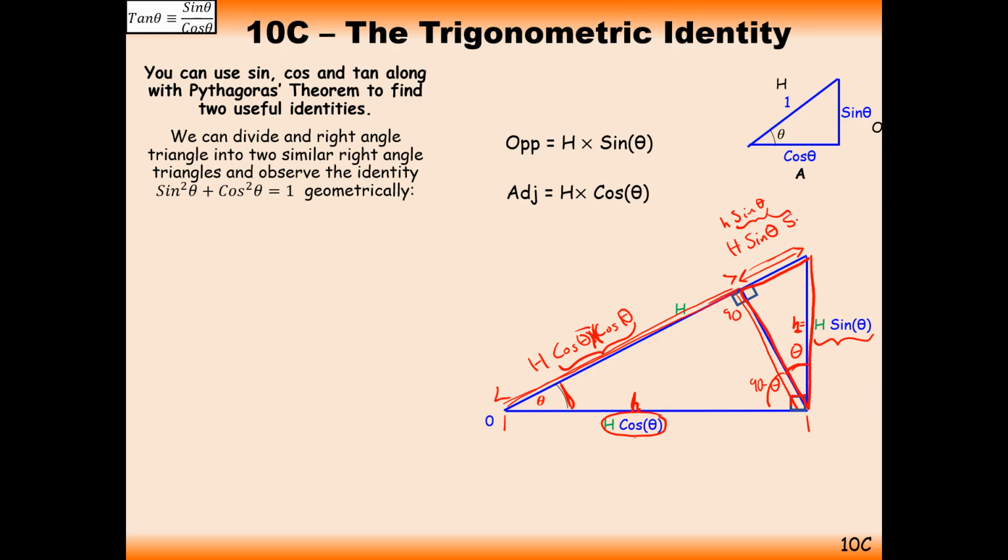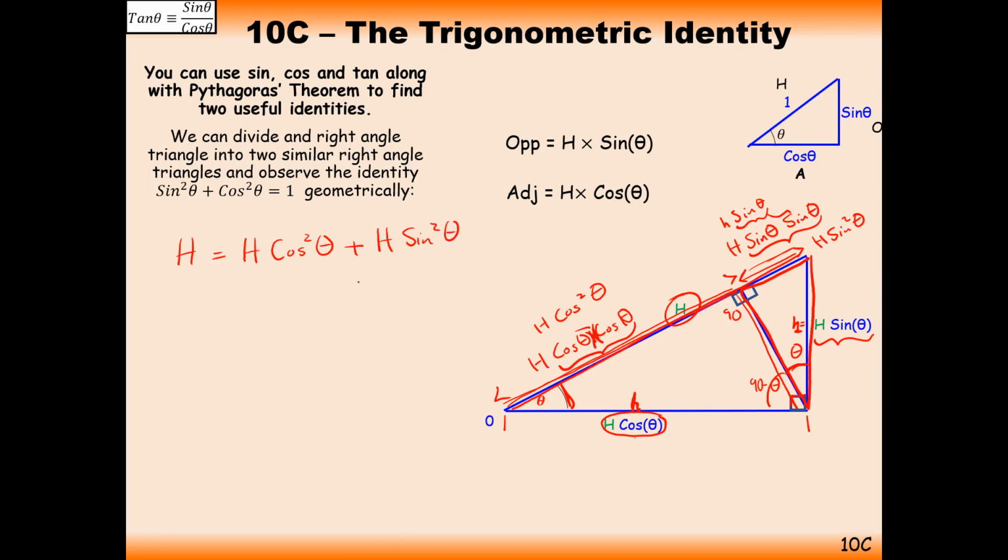So I'm writing that here, sine theta. So these two give us what? This is h times sine square, right? That's h sine square theta. And this is h cos square theta. Alright? So together, what do they add up to? They add up to the original h, right? So I could say h equals h times cos theta plus h times sine theta.